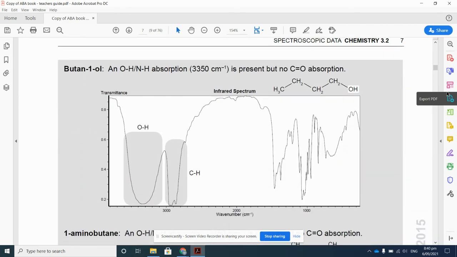Butan-1-ol. So we can see the absence of a sharp peak between 1,600 and 1,800, but we can see a broad peak between 3,000 and 3,500. If a peak is there, we are going to give the exact wave number of where it is, and we would read that from the middle of the peak, so we would read that from about there. And of course, we can see the CH stretch as well.